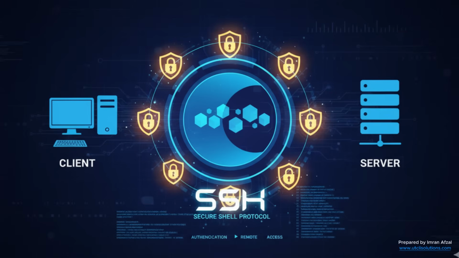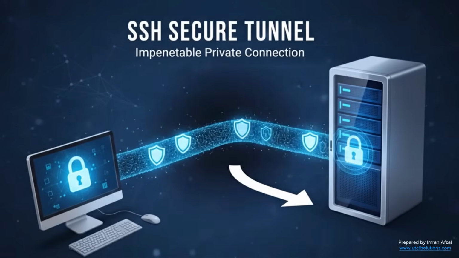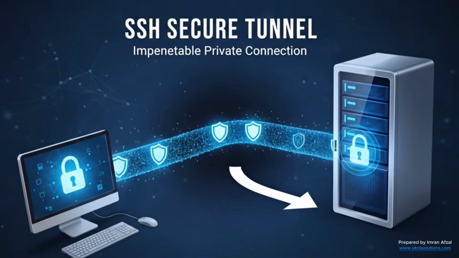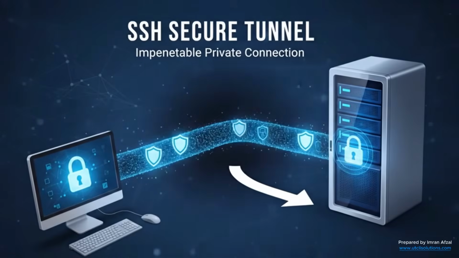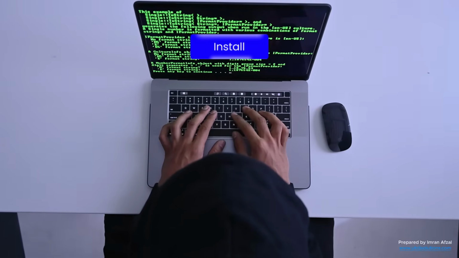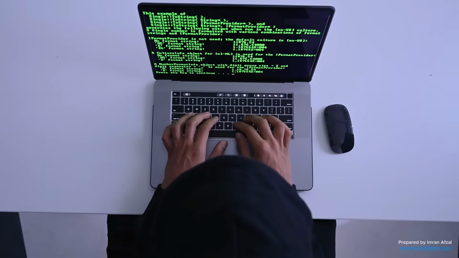Now let's talk about how SSH actually works. When you use SSH, your computer creates a secure connection to another computer. It's like making a phone call that nobody can listen to. Once connected, you can type commands to check files, install software, and make changes on the remote computer.